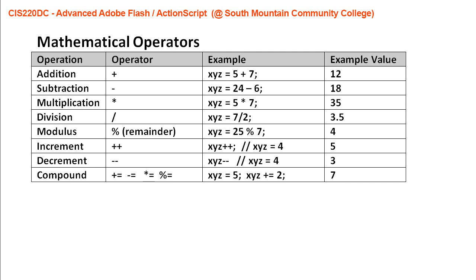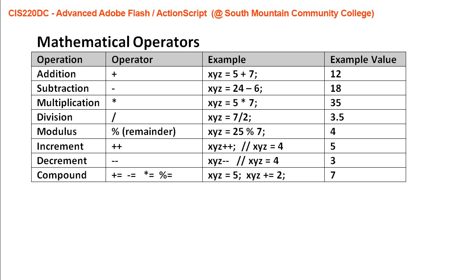Much of the process of programming in any language is doing basic math operations. And we have several different operators that are used in conducting math expressions. The first two, addition and subtraction, are obviously familiar to you. The example here of xyz equals 5 plus 7, xyz being a variable, would have the resulting value of 12. 5 plus 7 is 12.